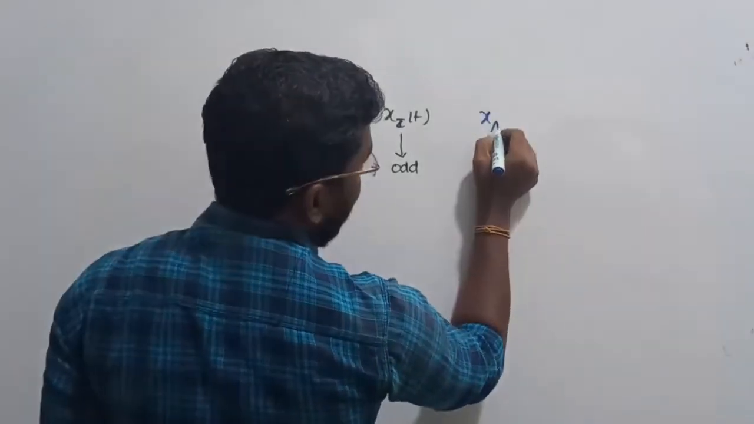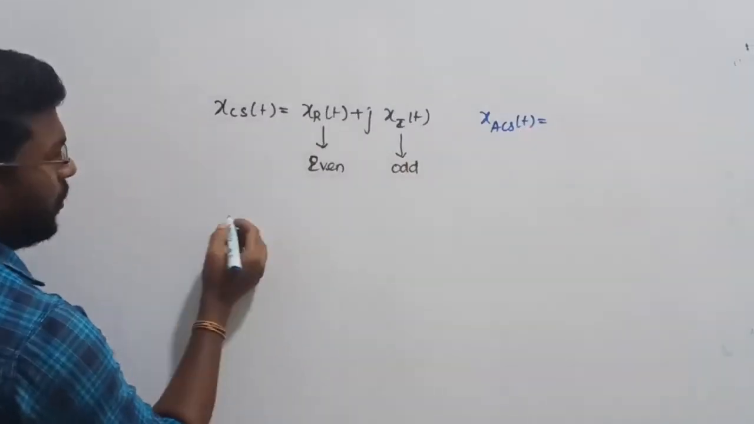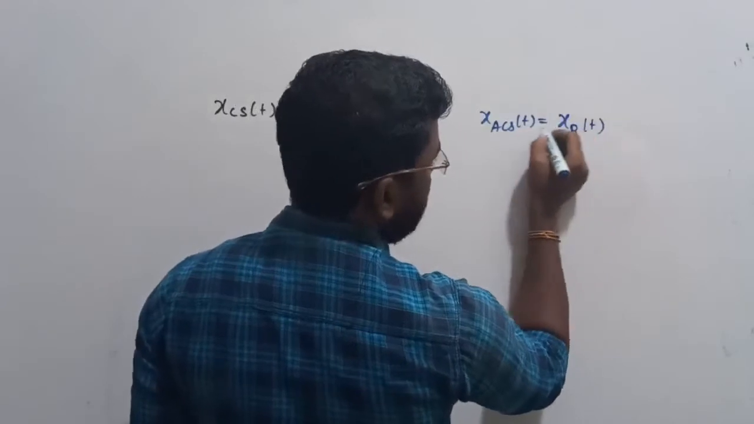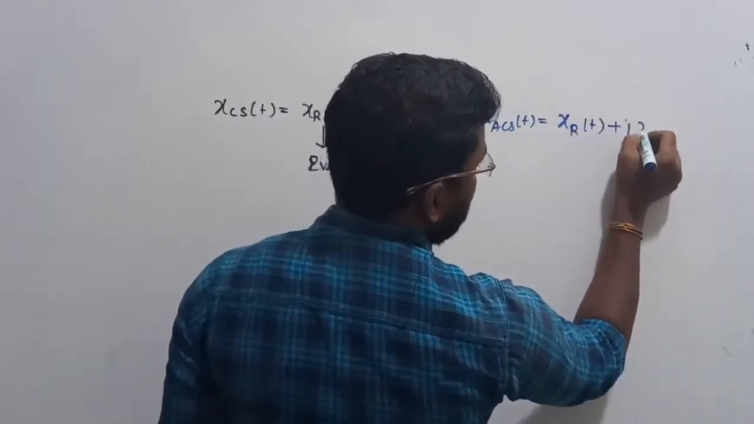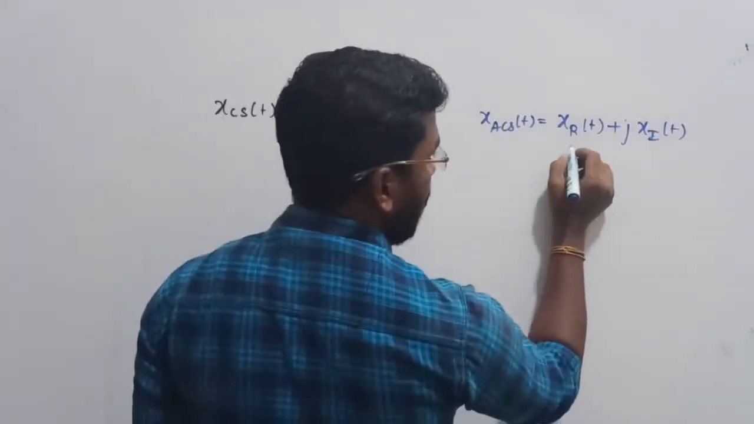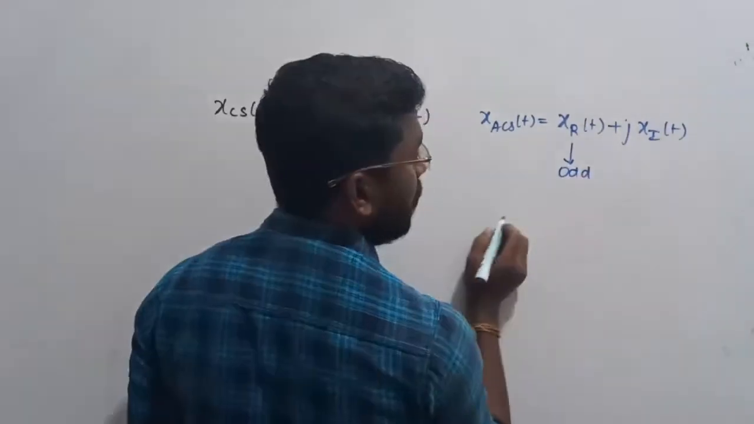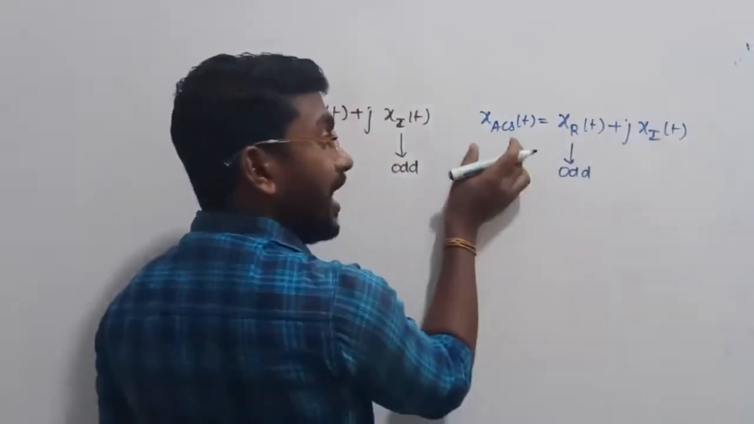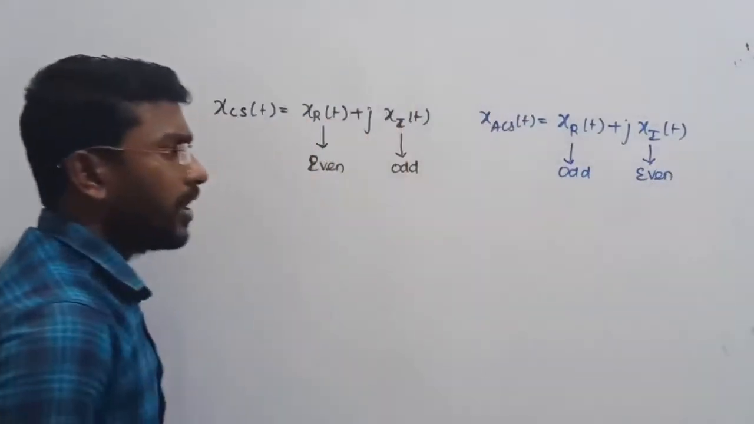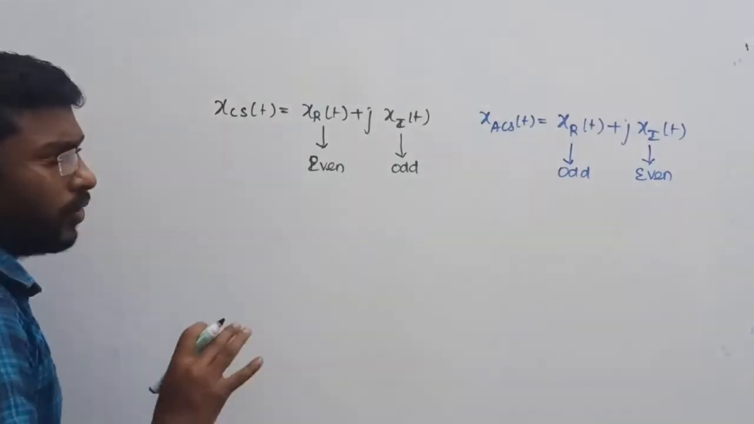Similarly, when I am discussing anti-conjugate symmetry, in continuous time domain or discrete time domain, there is a real part of the anti-conjugate symmetry plus an imaginary part of the anti-conjugate symmetry. In case of anti-conjugate symmetry, the real part is always an odd function, whereas the imaginary part is always an even function. Clear? Don't forget, because this is a very important property. I hope now you are getting a clear idea.